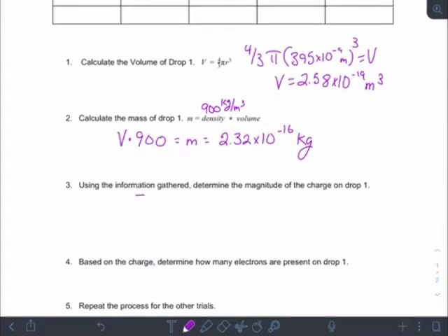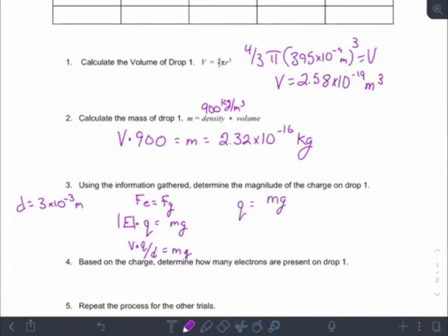So we had the case where Fe equals Fg, like I showed you yesterday. And Fe is E times Q, and Fg is mg. And then for the electric field, if we know the distance between the plates, which we do, the distance was 3 millimeters, or 3 times 10 to the negative 3 meters. And we know the voltage, so we can write this as V times Q over D equals mg, or Q is mgd over V.